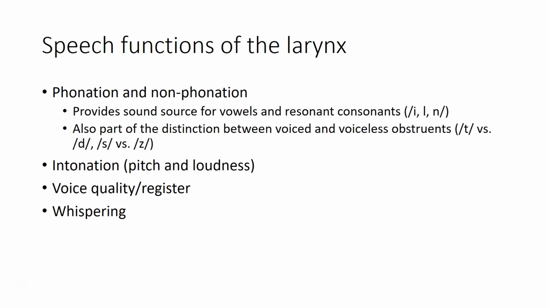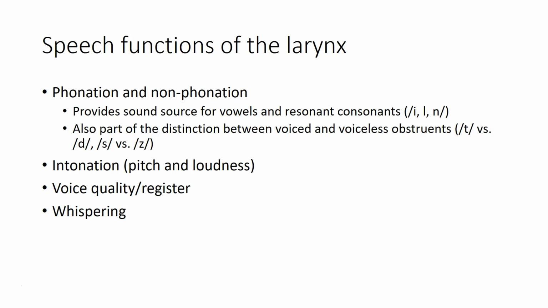The larynx is used in speech to create the distinction between phonation and non-phonation. Phonation provides a sound source for vowels and for resonant consonants, so sounds like E, L, or N. Phonation is also part of the distinction between voiced and voiceless obstruents, like the difference between T and D, and the difference between S and Z.